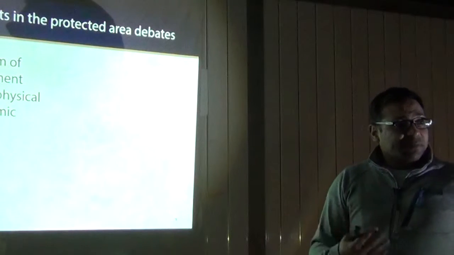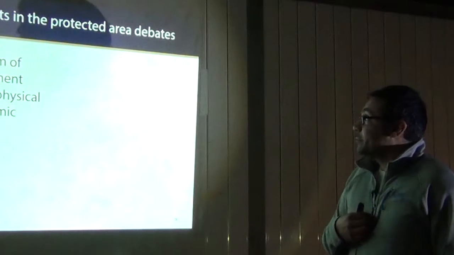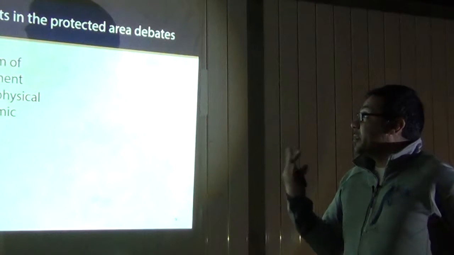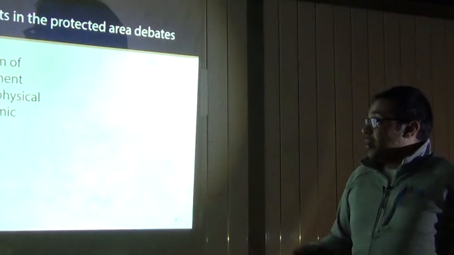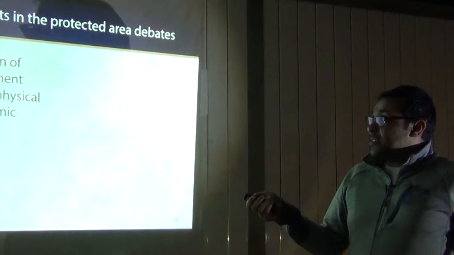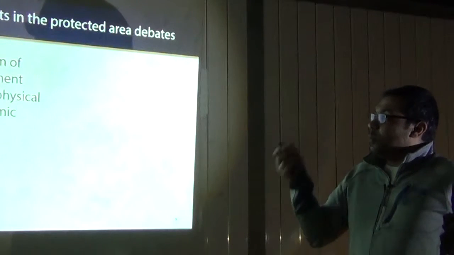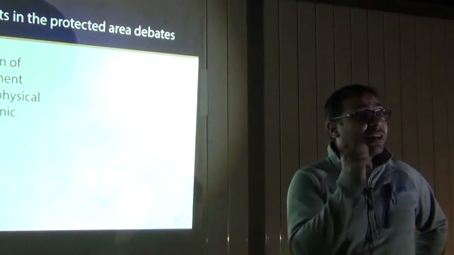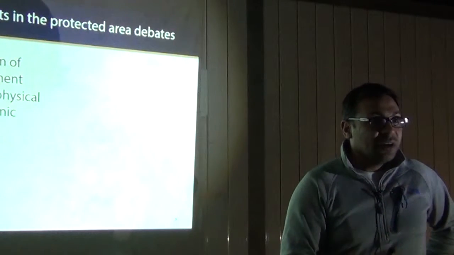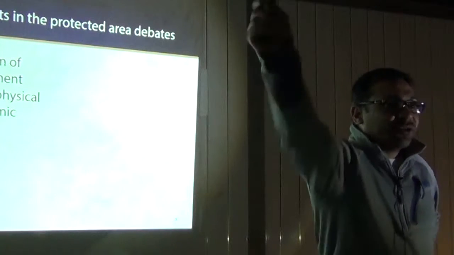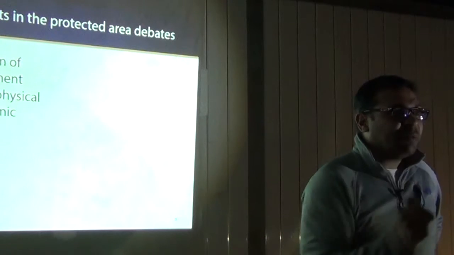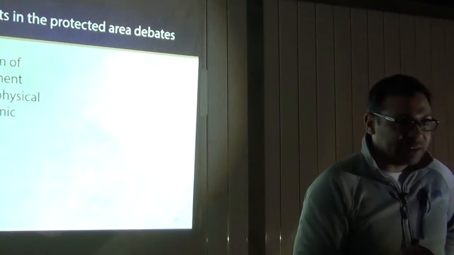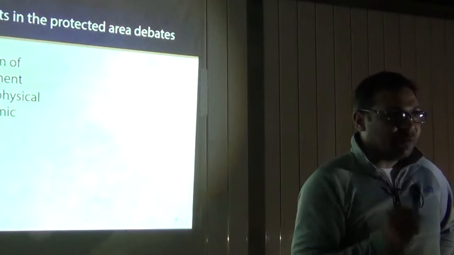So when we look at this paper by Brockington and Wilkie, they talk about four debates within the protected area, flashpoints of the what are the forms of displacement? What form of the displacement matters? Is it physical? Is it economic? Is it social? So when we say people should not be in a protected area, what type of displacement are we talking about? It's not just simply displacement. You have to probe further.